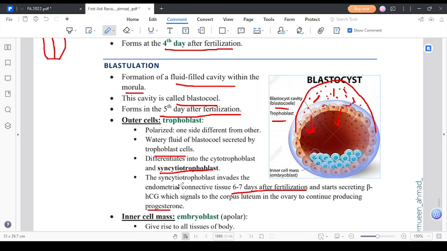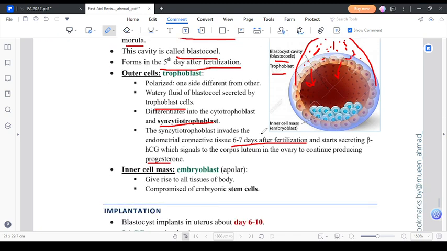Syncytiotrophoblast invades the endometrial connective tissue 6 to 7 days after fertilization and starts secreting beta HCG, which signals to the corpus luteum in the ovary to continue producing progesterone. We will see the corpus luteum when we cover follicular growth and the ovarian cycle.